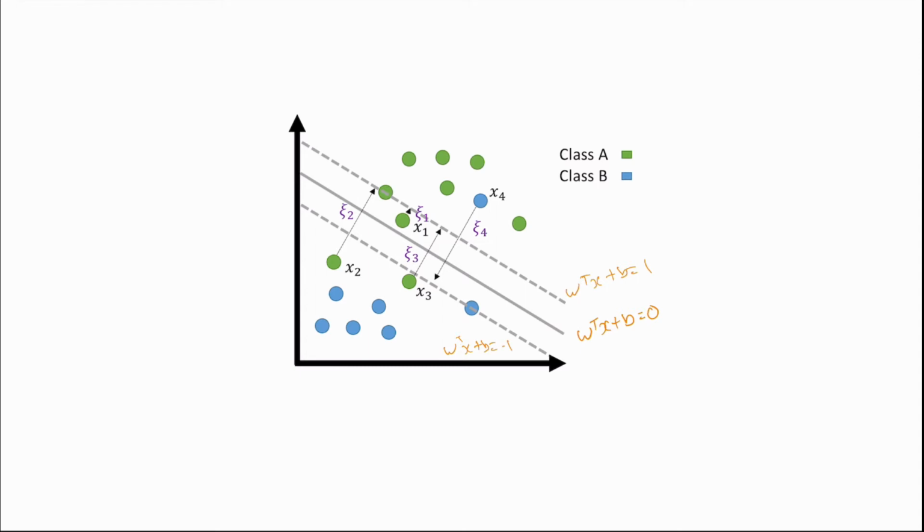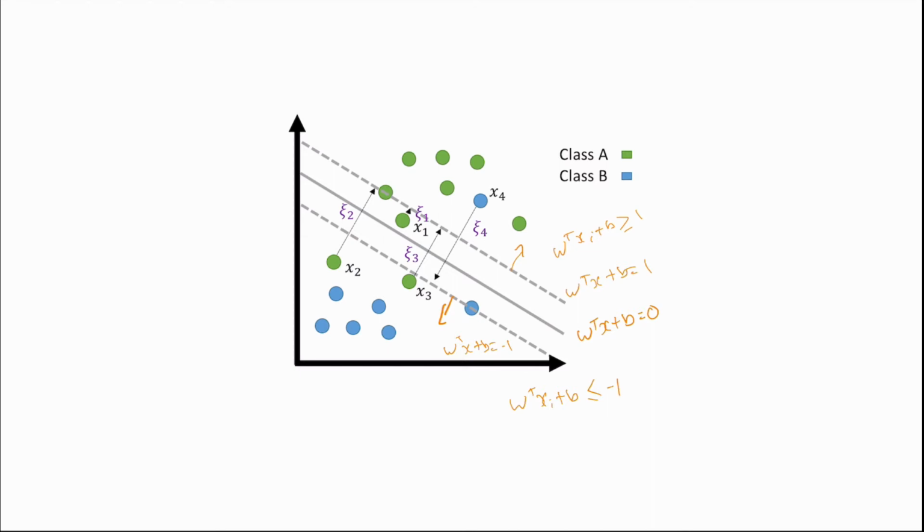Ideally, we would want all data points xi that lie on class A side to follow the following inequality. That is, W transpose xi plus B is bigger than or equal to 1 to indicate that the data point belongs in class A. And ideally, for all data points xi that lie on class B side, which is this side, to follow the following inequality. That is, W transpose xi plus B is less than or equal to -1.